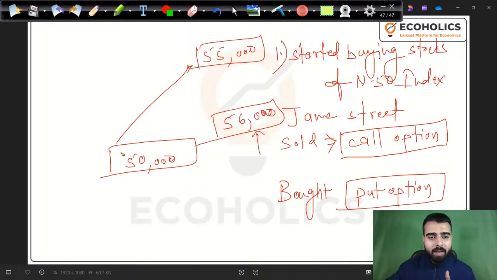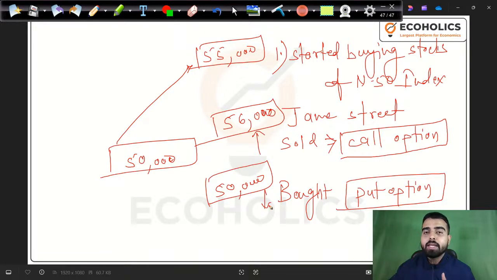And they bought the put option. It means if the price goes down below 50,000, okay, they will be selling it. If they have bought the put option, it means they have a right. They have a right of what? Sorry, they have a right to sell. Okay, they have a right to sell.